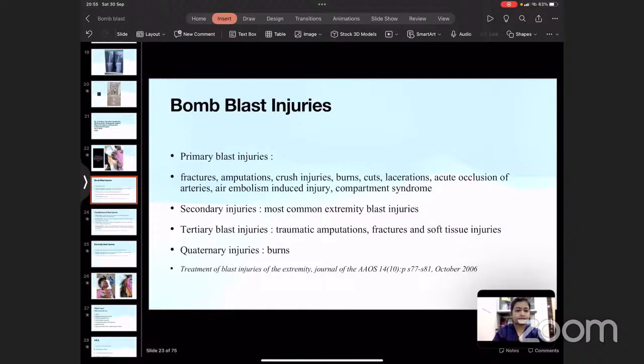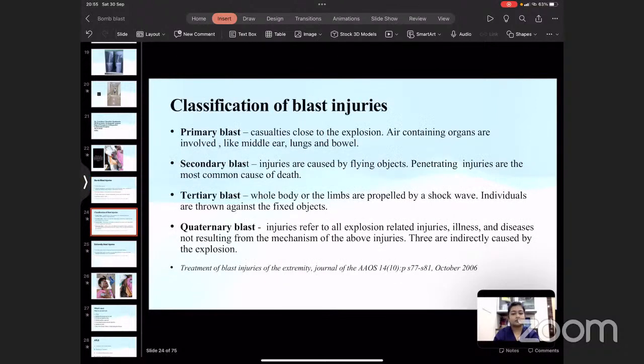They are divided into almost 4 types: primary blast injuries, secondary injuries, tertiary blast injuries, and quaternary injuries. The primary one is in people who are very near. The shock wave causes massive injury, which causes fractures and amputations, crush injuries, and even compartment syndromes. Secondary injuries are the most common extremity blast injuries. Tertiary ones are traumatic amputations, fractures, and soft tissue injuries. Quaternary injuries are burns.